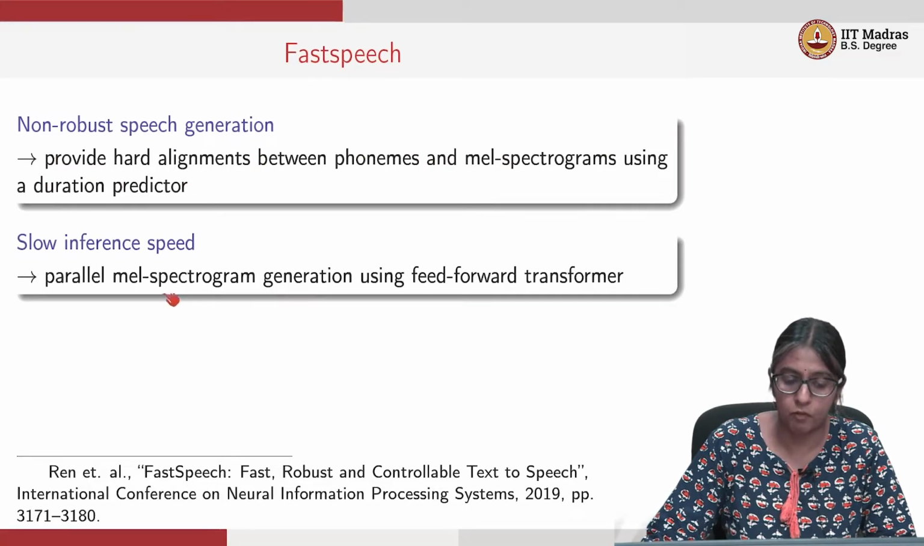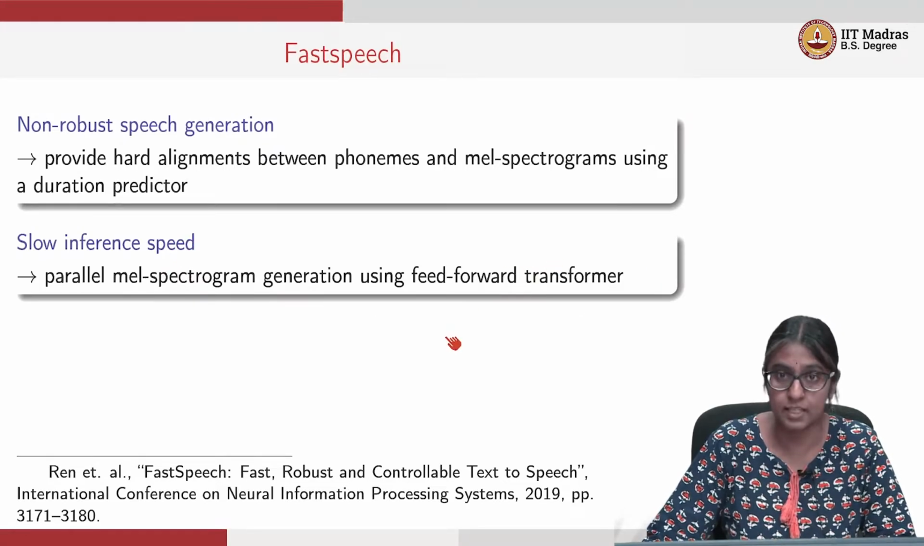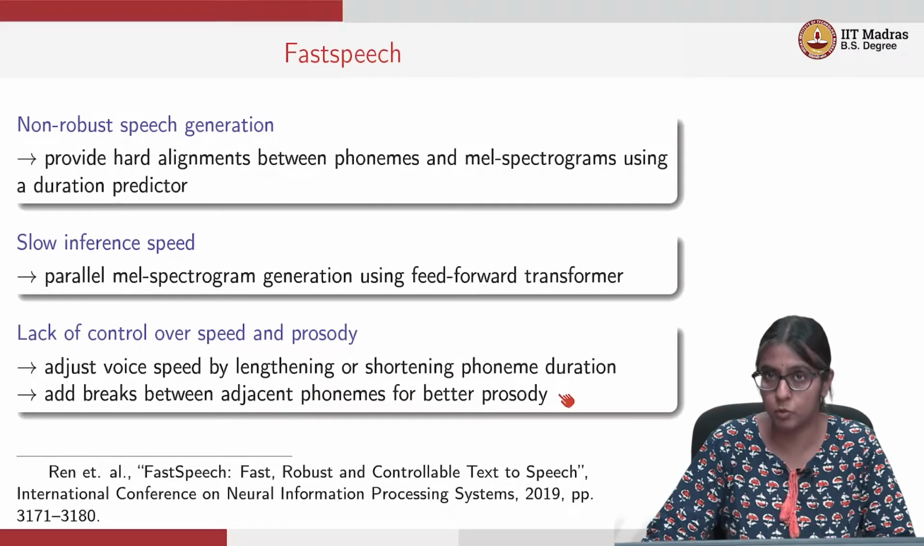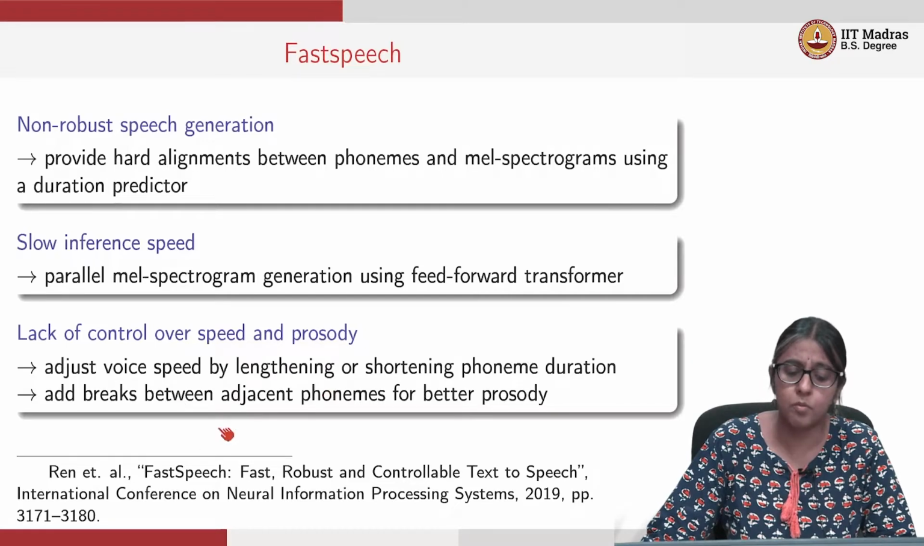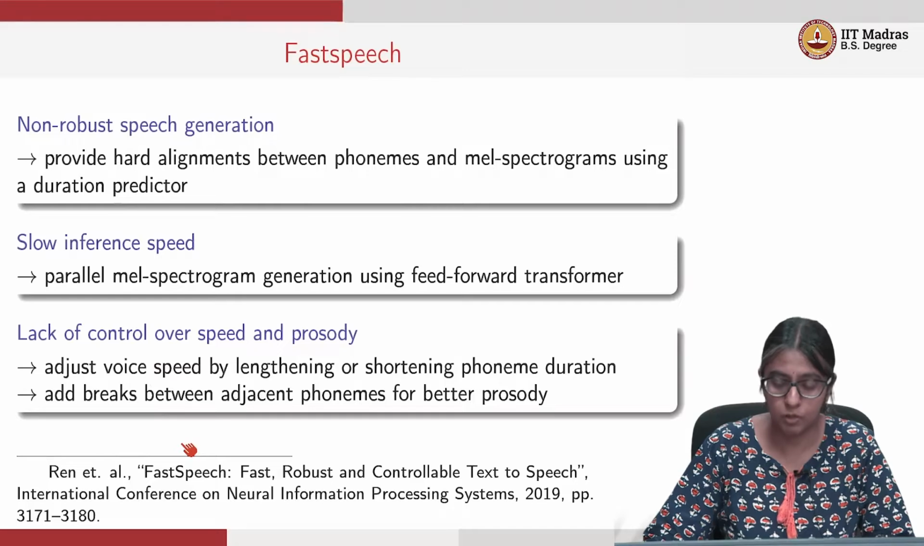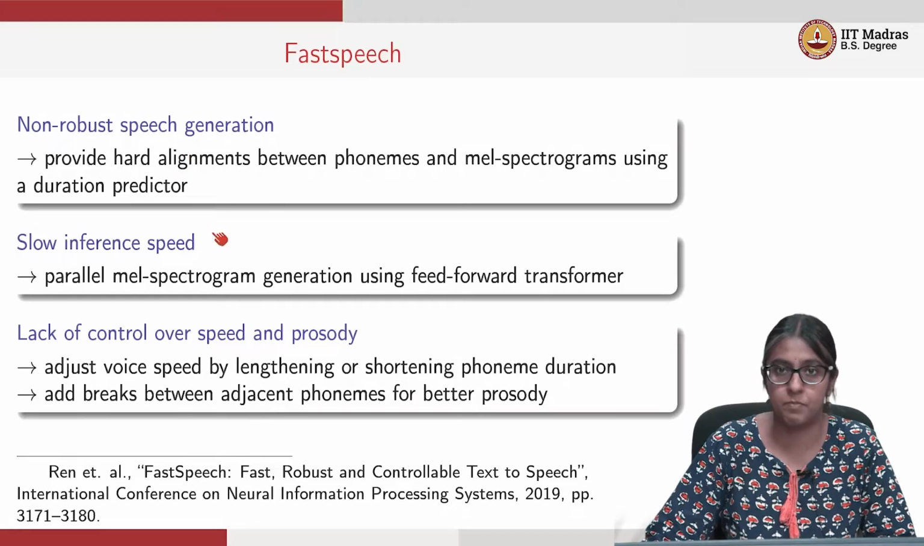And to overcome the problem of slow inference speed, you can use a feed-forward transformer. I'll go into these details in the next few slides. And you can also adjust the voice speed. Since you have control over the duration, you can increase or shorten the phoneme duration and hence control the speed at output. And you can also include pauses in between the phonemes, for improving the prosody. So these are the main features of FastSpeech.